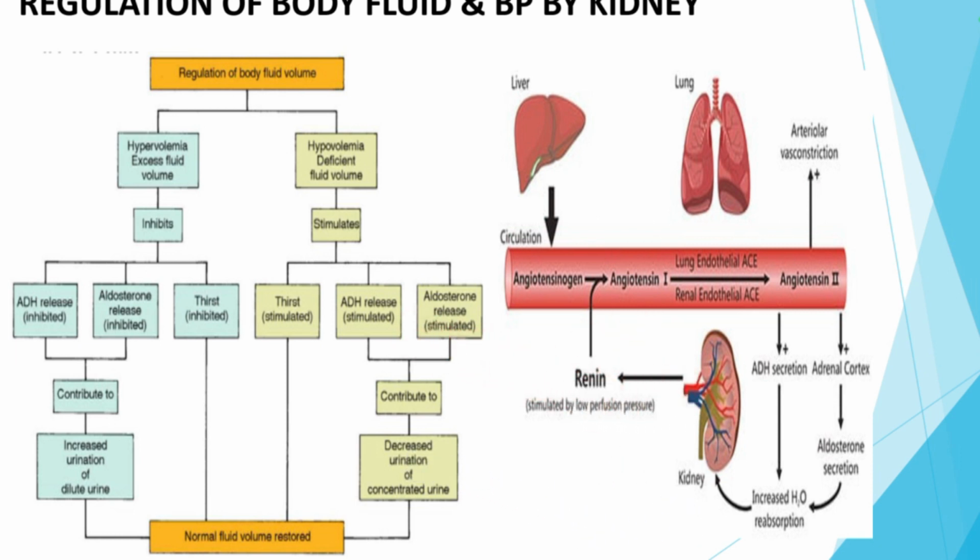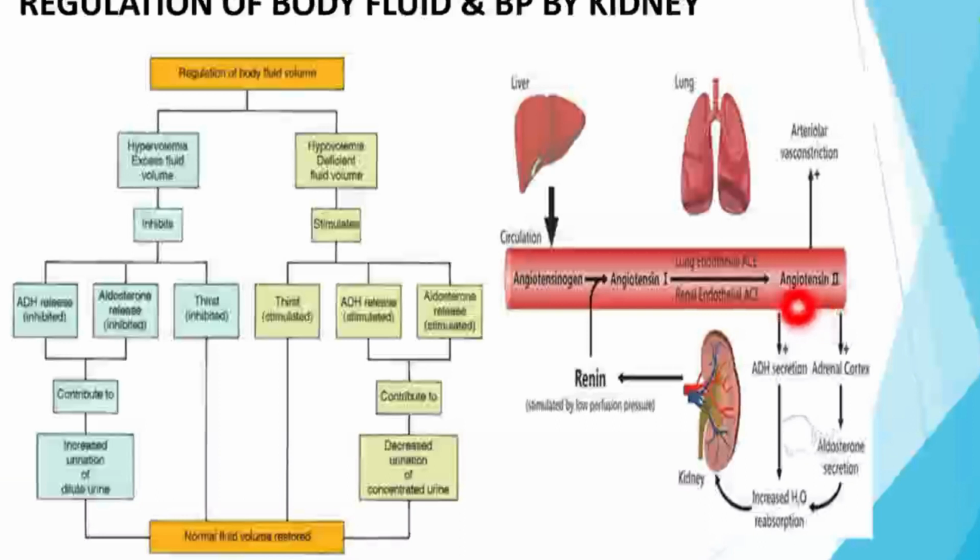Naturally, the kidney secretes the hormone renin, which helps convert angiotensinogen to angiotensin 1. The angiotensinogen is secreted from the liver, and it is converted into angiotensin 1 with the help of renin. Angiotensin 1 is then converted into angiotensin 2 through an enzyme called ACE, angiotensin converting enzyme, which is secreted from the lungs.